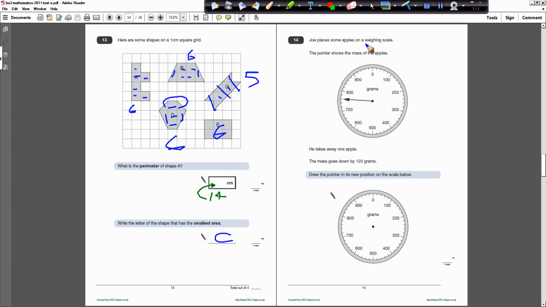So Joe places some apples on a weighing scale. The pointer shows the mass of the apples. He takes away 1 apple. The mass goes down by 120 grams. So put the pointer at the right place. So let's have a look. 700, 720, 740, 760. So we got 760. And we have to minus from that 120. 600. Okay. So that will give us 640. So 640 will be here. That one's done.